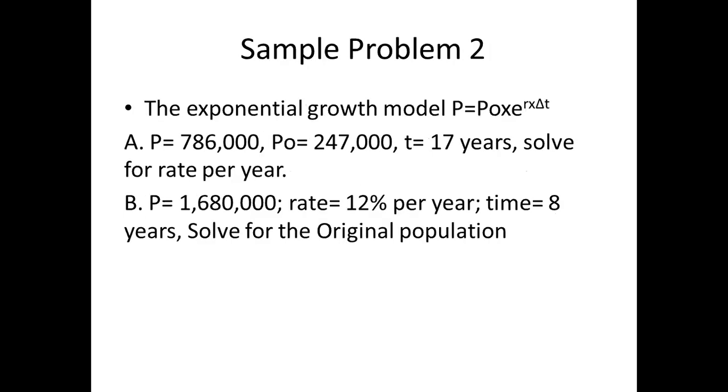The exponential growth model, P is equal to P sub O times Euler's number raised to the rate times your delta time. For letter A, we are given P is equal to 786,000, your P sub O or original population value as 247,000, and then time as 17 years. So we're going to solve for the rate. For letter B, we are given 1.68 million, the rate as 12% per year, and the time, which is 8 years. So we're going to solve for the original population, or P sub O, for B.